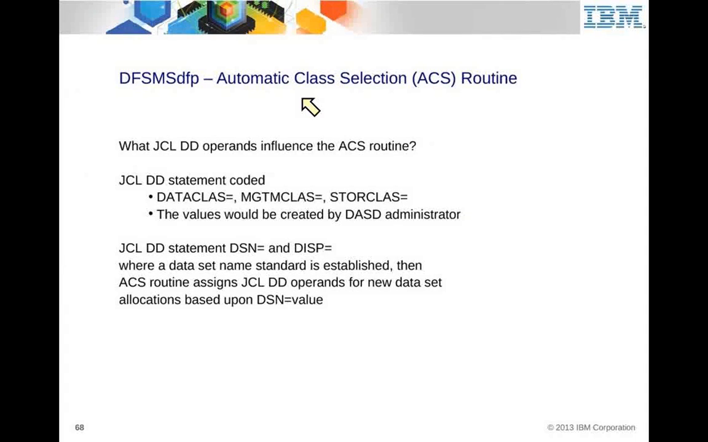Now, one thing that they do when you set up an ACS routine, they may tell you, okay, based on what we did, on the DD statement, we want you to code data class equal, and they'll give the values of what goes on there depending upon what you want to do. Management class can have a value, storage class can have a value, and the values are created by the DASD administrator or disk administrator, and there'll be a policy or procedure, and they tell you what to do. They're implicitly allocating things for you. You're not explicitly saying how much space, where I want to put it.